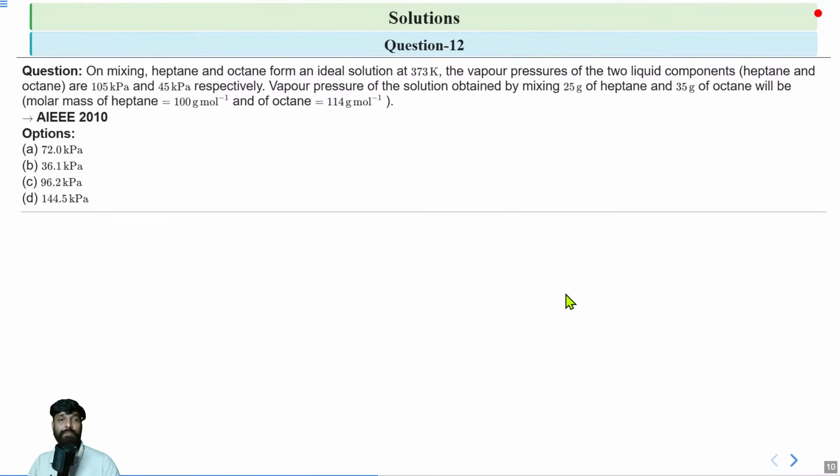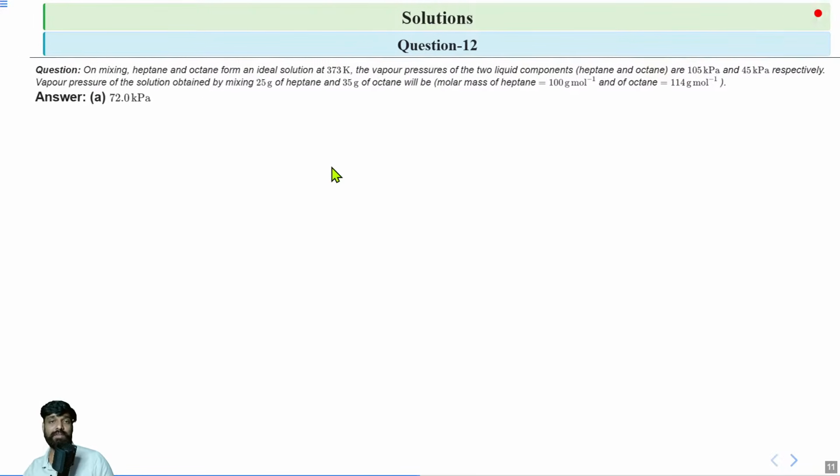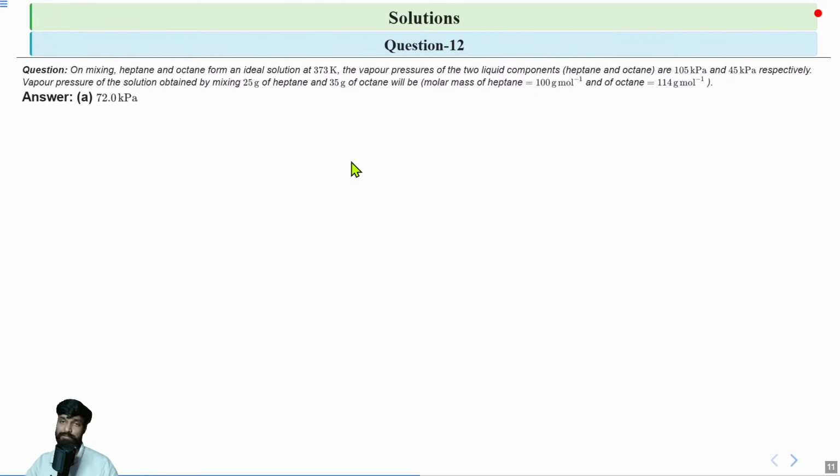Next question. So, on mixing heptane and octane to form an ideal solution at 373 Kelvin, the vapor pressures of the two liquid components, heptane and octane, are 105 kilopascal and 45 kilopascal. Okay. Next, the vapor pressure of the solution obtained by mixing 25 gram of heptane and 35 gram of octane will be, you are given the molar mass of heptane 100 gram per mole and the molar mass of octane, which is 114 gram per mole. How will we calculate it? Let's see. So the correct answer will be 72 kilopascal.